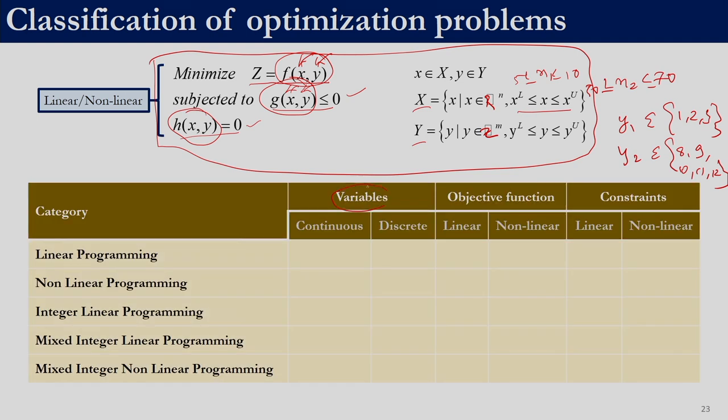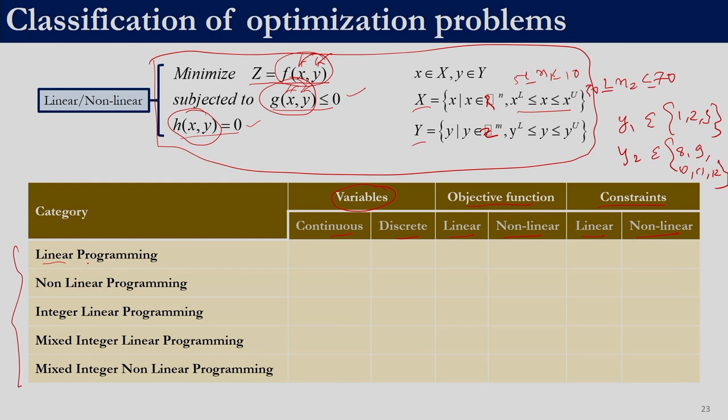So variables can be continuous or discrete, right, or integer. Discrete stands for integer also. The objective function can be linear or non-linear. The constraints can be linear or non-linear. So depending upon this, we have five classes of problem, right? Broadly, five classes of problem.